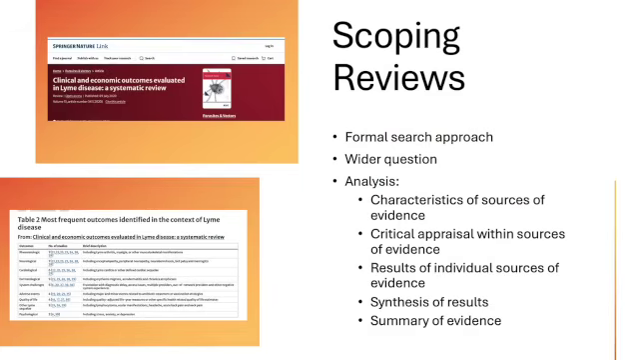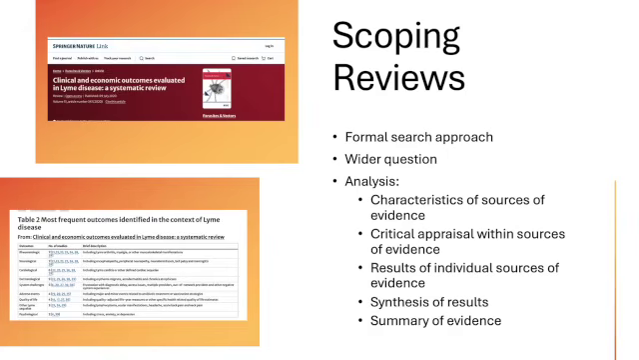A scoping review uses a formal search approach to ask a fairly broad question. So for this example, we have the clinical and economic outcomes evaluated in Lyme disease. It's more of a scoping review. It's going to tell you what different outcomes have happened. A scoping review will give you an analysis that involves what types of sources of evidence are out there? How well are the different sources of evidence being presented? What sorts of results are there?